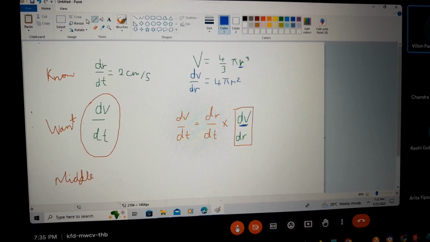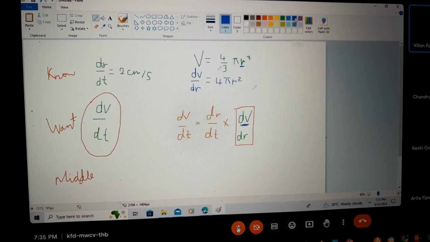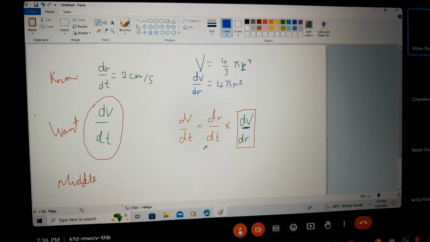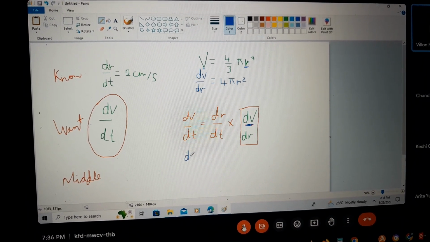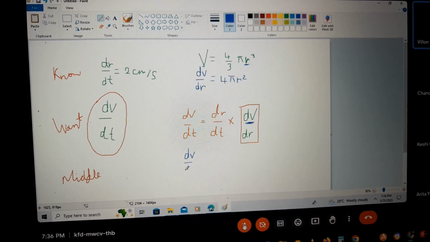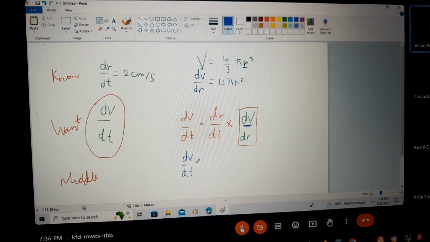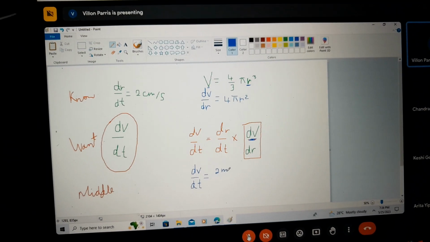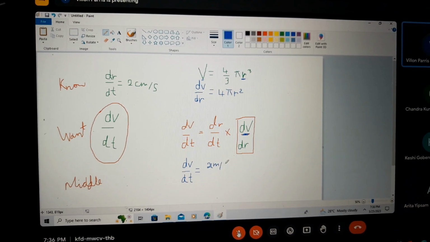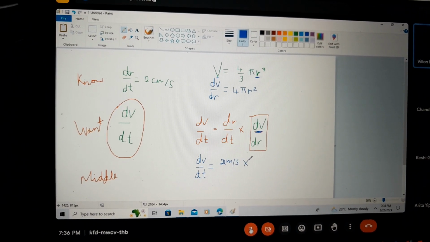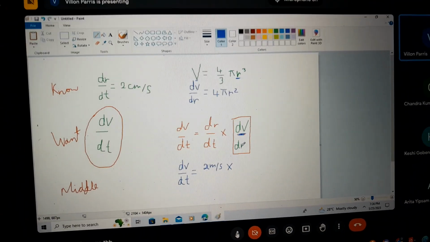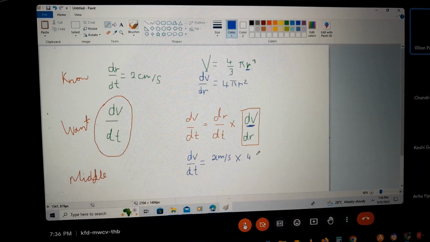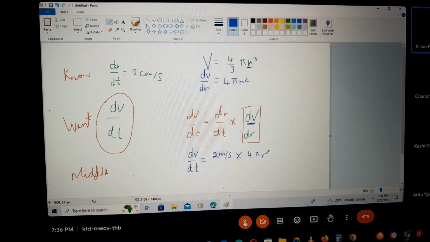So normally what they do, they would give you the formula that they want you to use. That's the only way I can get dv dr, because I knew what the volume formula was. So to get my dv dt now, all I need to do is some substitutions. dv dt is equal to, my dr dt is 2 centimeters per second times, what's my dv dr? 4 pi r squared, sir. 4 pi r squared.